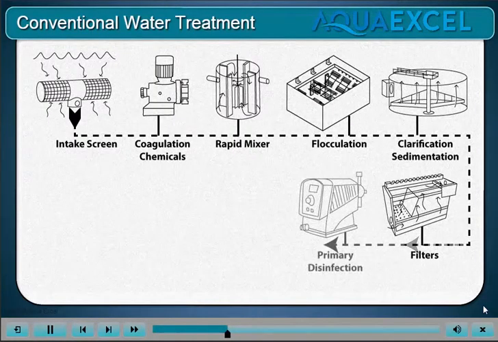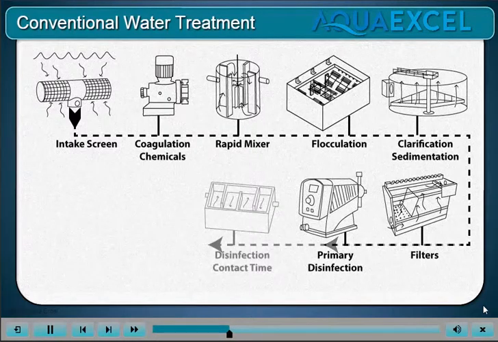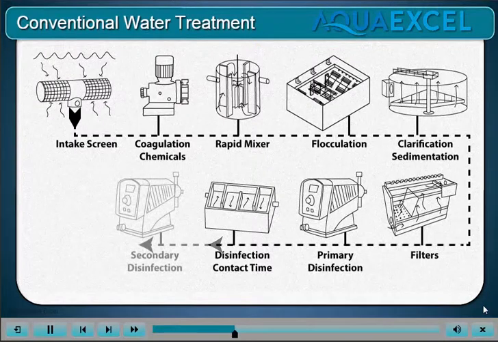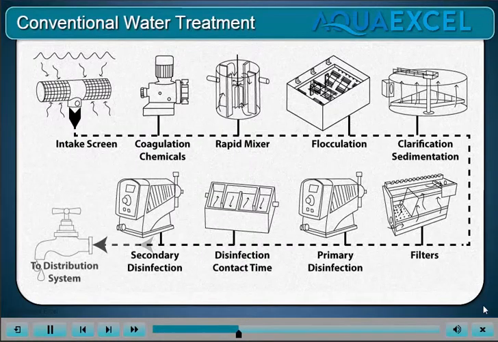Primary inactivation is added, and the disinfection contact chamber gives the chlorine enough time to work its magic and inactivate the pathogens. A second shot of chlorine boosts up the water's disinfection levels for the distribution system, and it's on its way to your tap.